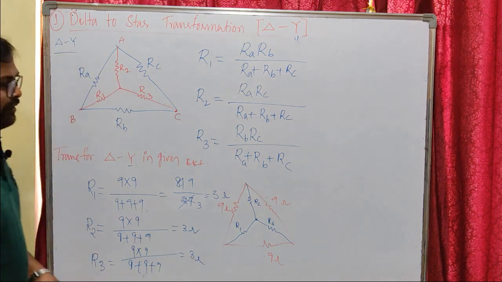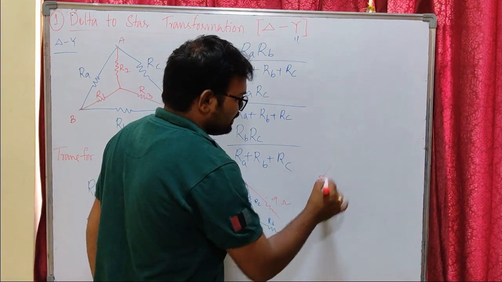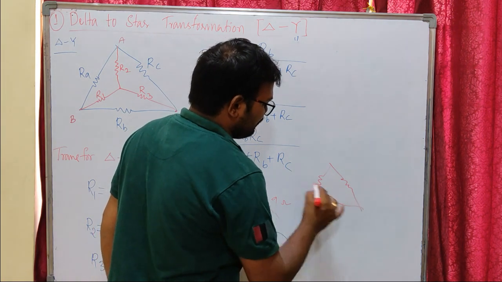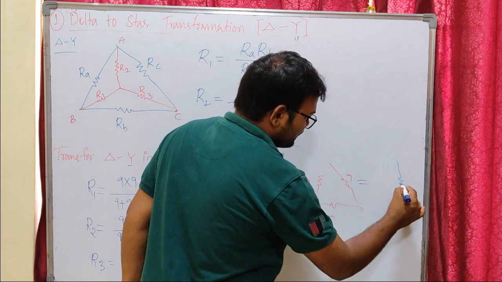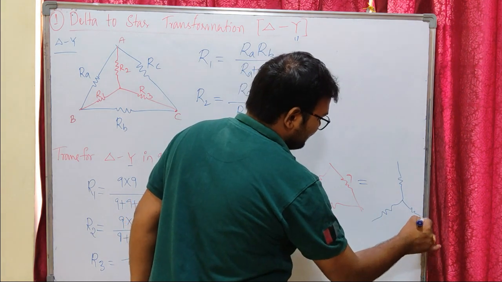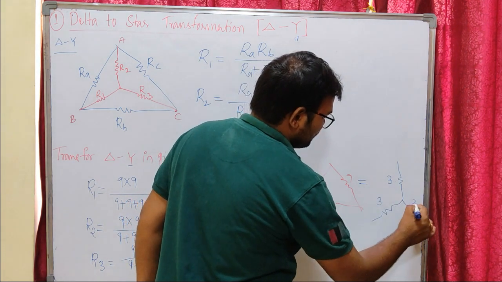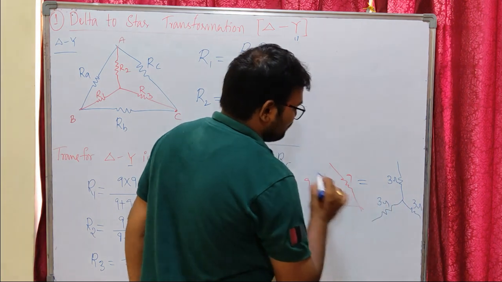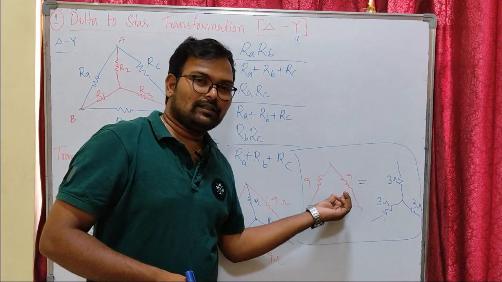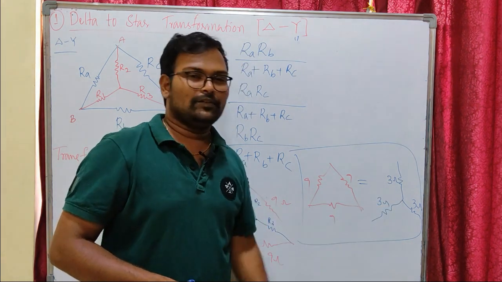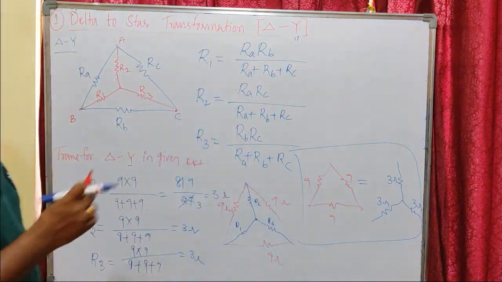Now that means we can transform a delta connected network of resistors of each 9 ohm, 9, 9, 9, into a star connection of resistors having each resistance as 3 ohms. So this is what it means. These two are equivalent circuits. Delta connected 9 ohm resistors are equivalent to star connected 3 ohm resistors. So this is what delta to star connection means.